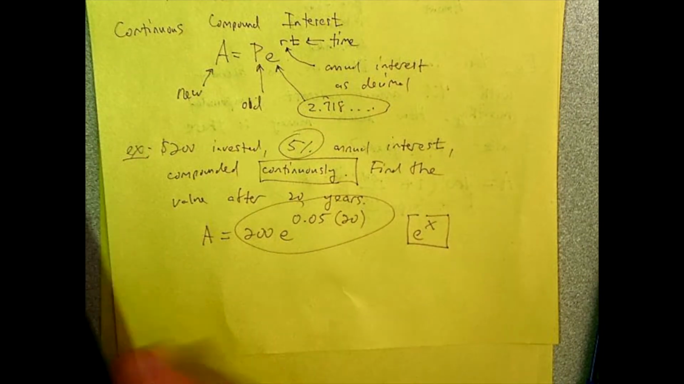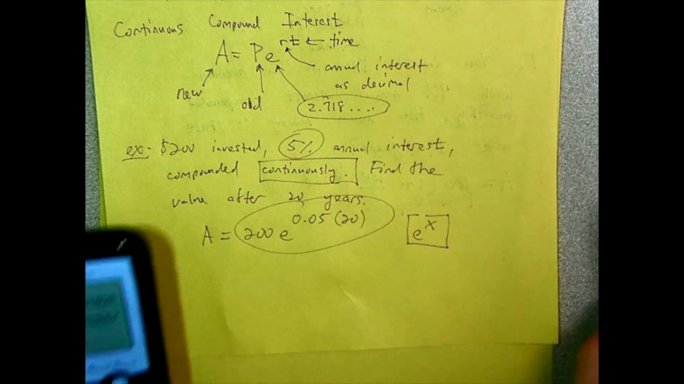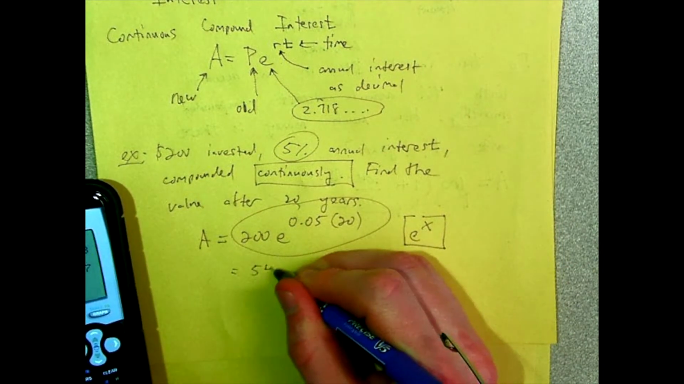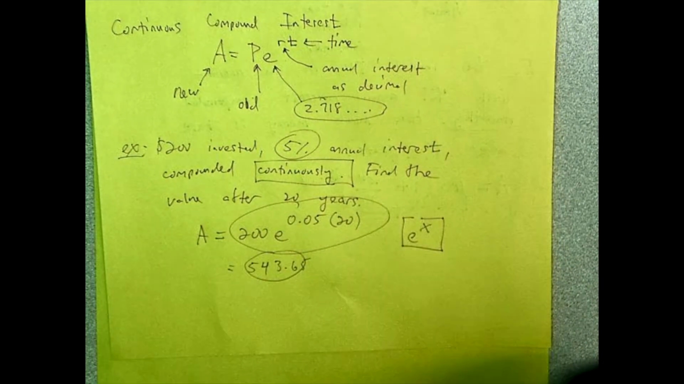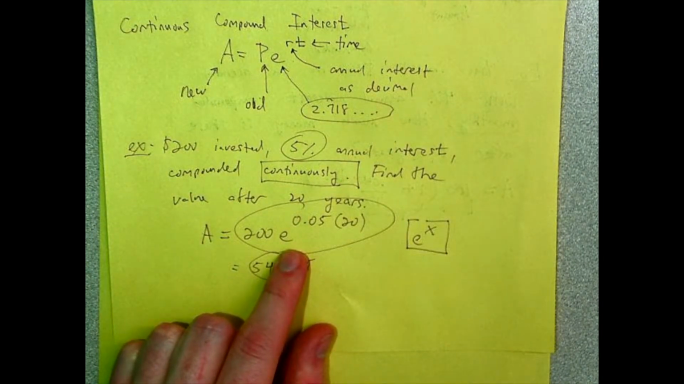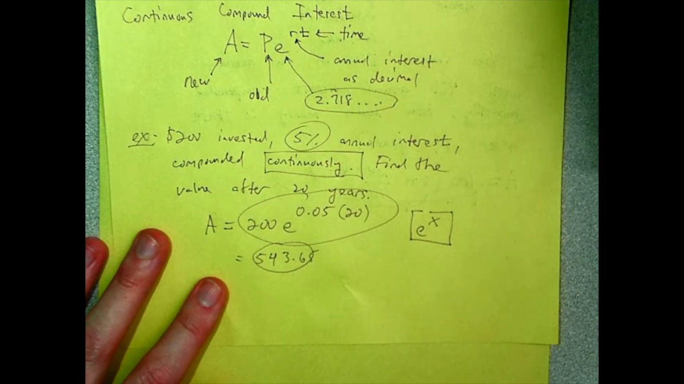So this whole expression here, if you do it correctly, should give you, let's see, e to the 0.05 times 20 times 200 should get like 543.65. So if you get that number when evaluating this expression, you've done the correct thing. Okay, so that's kind of it for continuous compound interest.